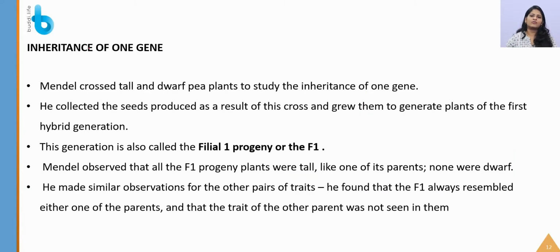So, inheritance of one gene, or monohybrid cross. First we will know how one character is inherited in a particular plant. For this, Mendel chose tall and dwarf plants. What he observed in the first generation is that all plants were tall. That first generation is called the filial 1 progeny or the F1 generation. It is also called the first filial generation or the F1 plants. He saw that all the plants obtained in the F1 generation were tall and none of them were dwarf.